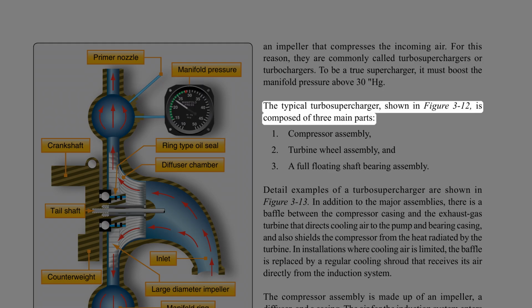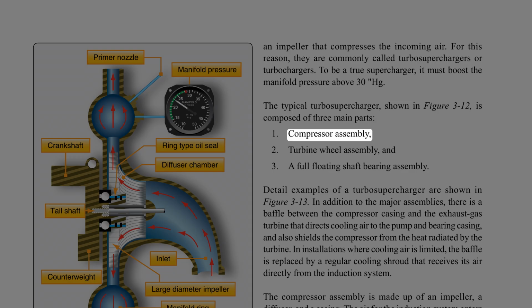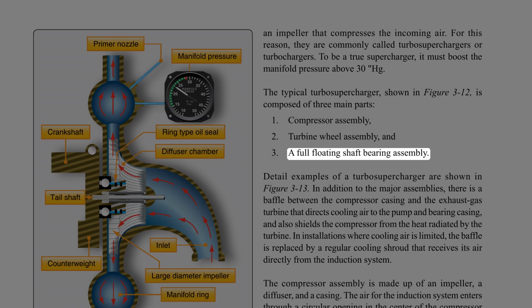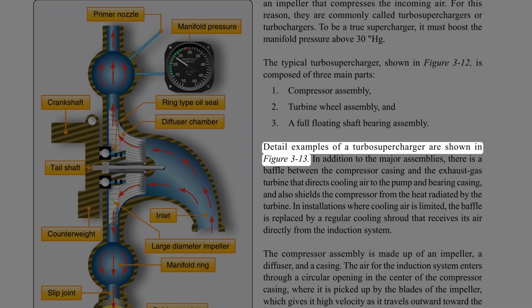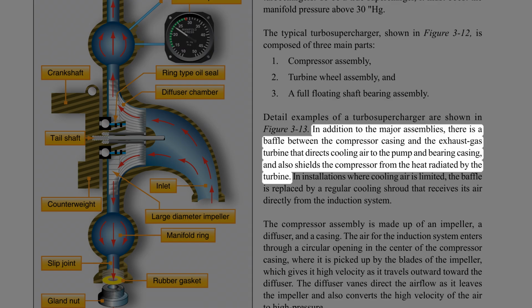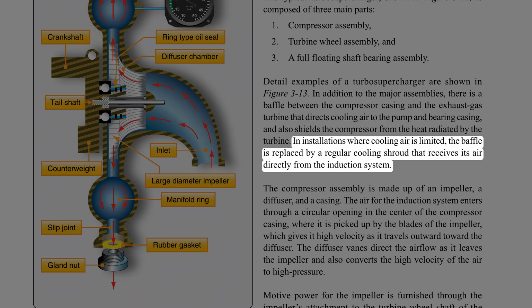The typical turbosupercharger, shown in Figure 3-12, is composed of three main parts: compressor assembly, turbine wheel assembly, and a full floating shaft bearing assembly. Detailed examples of a turbosupercharger are shown in Figure 3-13. In addition to the major assemblies, there is a baffle between the compressor casing and the exhaust gas turbine that directs cooling air to the pump and bearing casing, and also shields the compressor from the heat radiated by the turbine. In installations where cooling air is limited, the baffle is replaced by a regular cooling shroud that receives its air directly from the induction system.